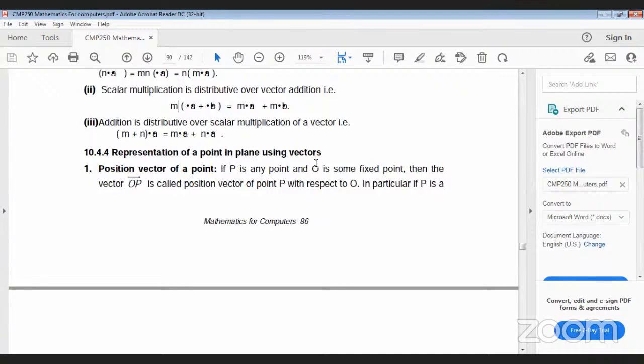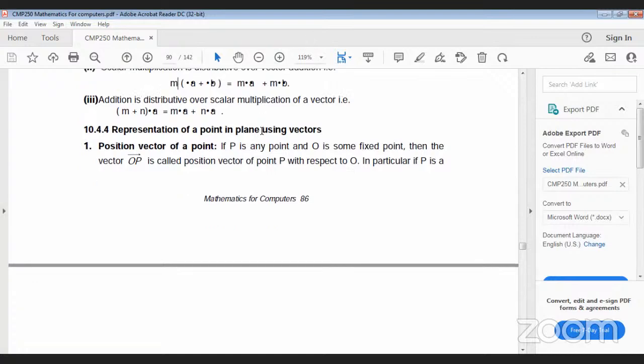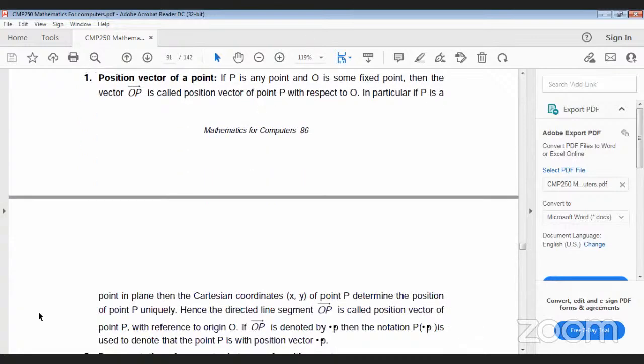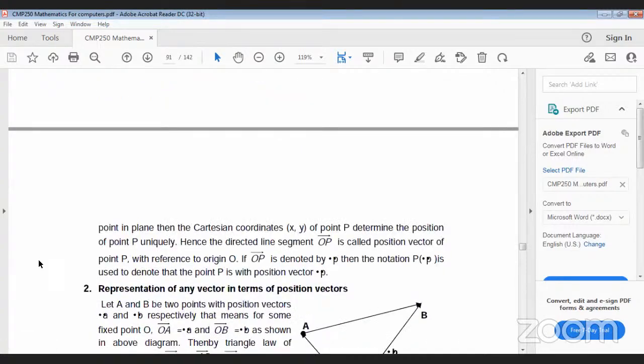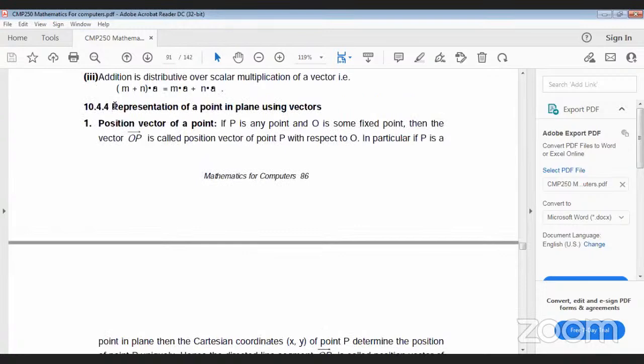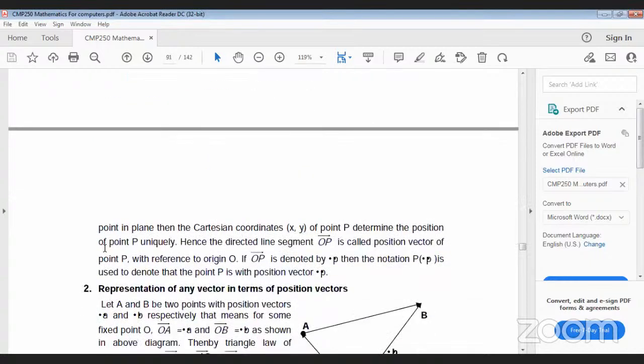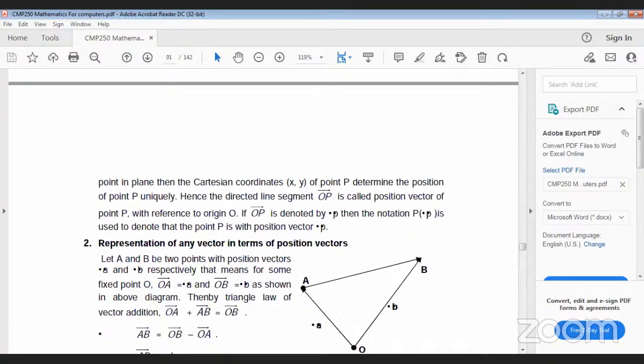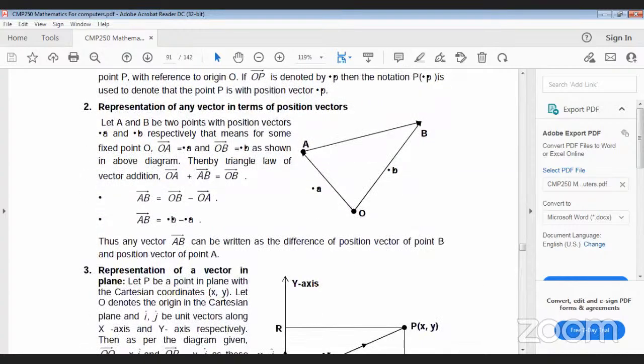Representation of a point in plane using vectors. Position vector of a point. If P is any point and O is some fixed point, then the vector OP is called the position vector of point P with respect to O. In particular, if P is a point in a plane. Now, representation of a point in a plane using a vector. Position vector of a point. Representation of any vectors in terms of position vectors.